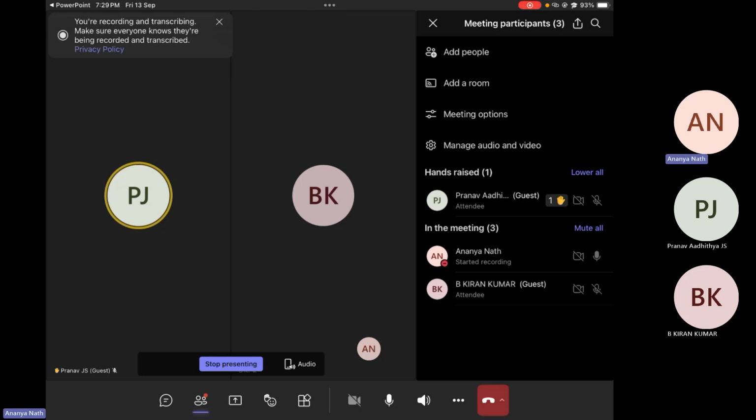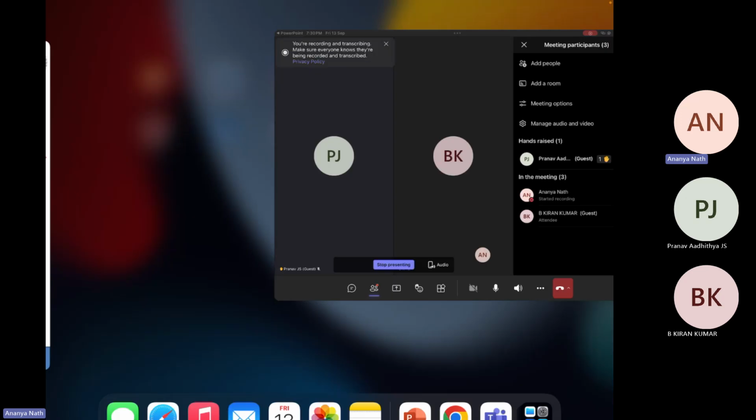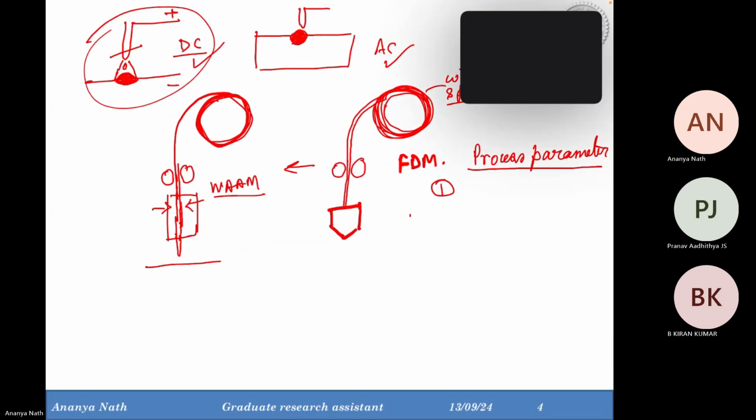Pranav has raised his hand, so if you have any doubt, you can ask me. Any doubt, Pranav? What is the full form of WAAM, ma'am? Okay. Yeah, I was describing that.